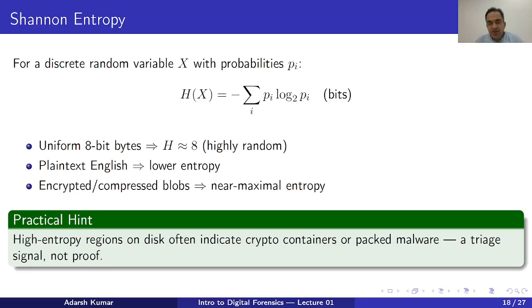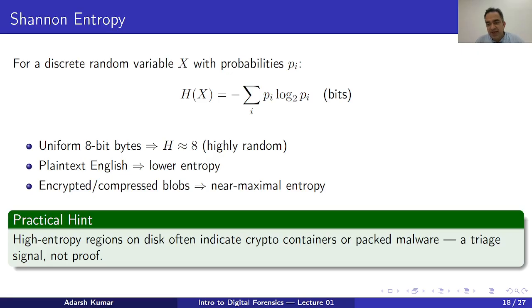Shannon theory: H(X) equals negative sigma p_i log base 2 of p_i, and measures average information in bits. Uniform random bytes approach 8 bits per byte. English text is lower. Encrypted or compressed blobs are near maximal. High entropy is a triage clue, not proof of malice.